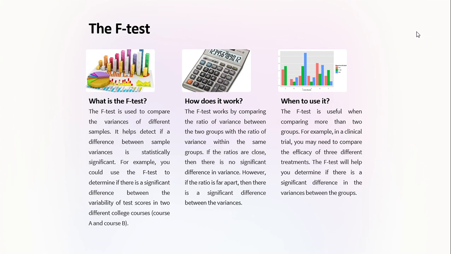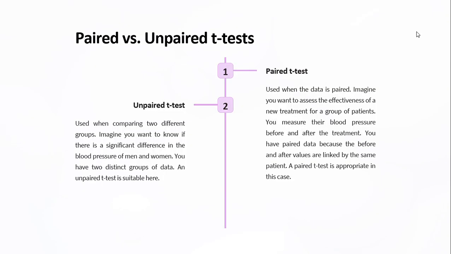So here is how it works and when to use it. It works by comparing the ratio of variances between the groups with the ratio of variances within the same groups. When to use it? This is useful when comparing more than two groups. For instance, in a clinical trial, you may need to compare the efficacy of three different treatments.